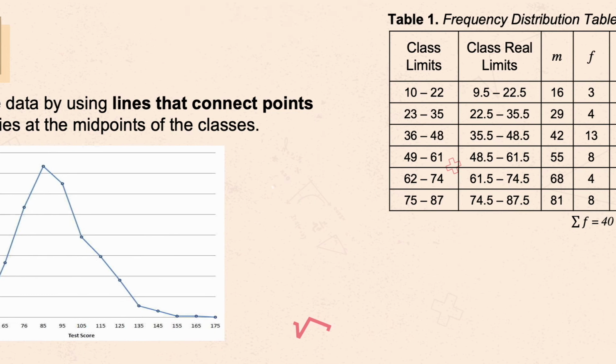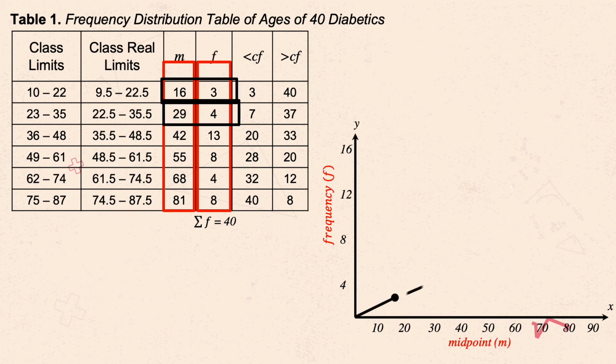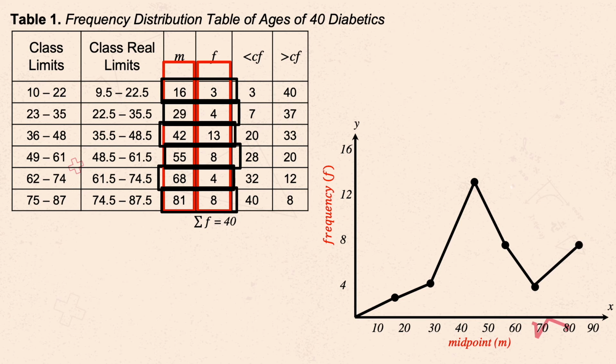Using the data of 40 diabetics, your y-axis again should be the frequency, and the x-axis must be the midpoints. So using the data, the graph would be like this. Don't forget to label this graph as Figure 2 since this is our second graph in this discussion. So it will be Figure 2, frequency polygon of ages of 40 diabetics.